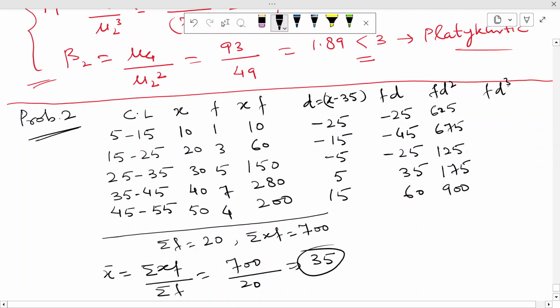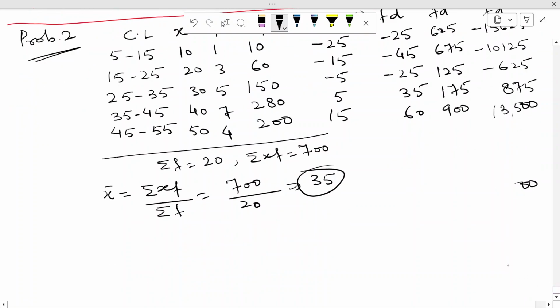Then next we are calculating the fd cube, which is 15625. Then we have minus 10,125, then minus 625, then 875, and lastly we are having 13,500.